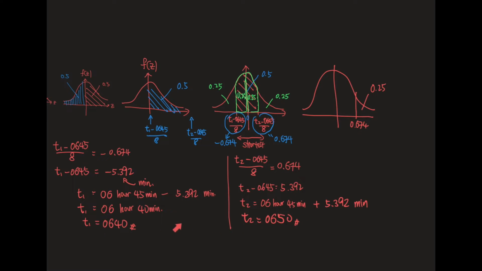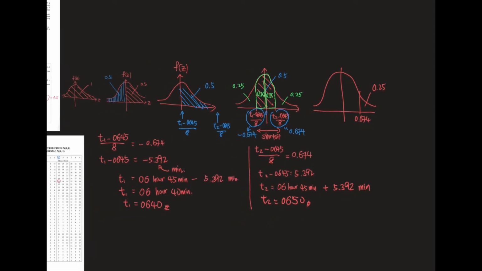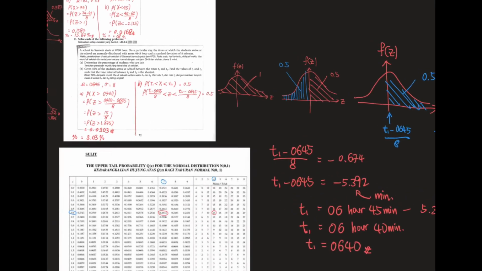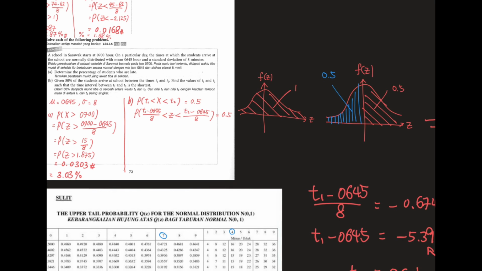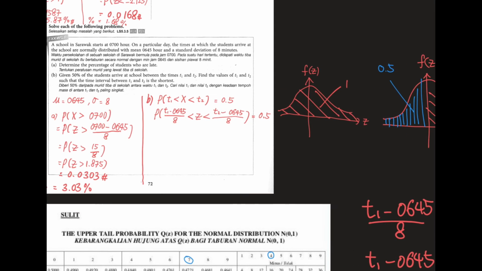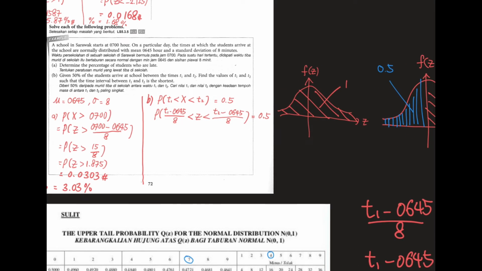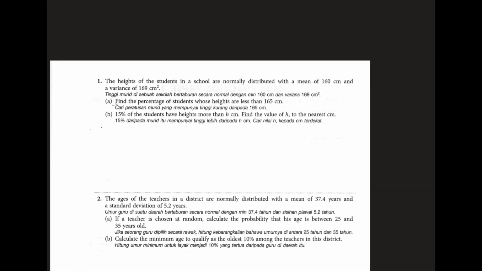So we get the shortest duration, which is the shortest interval. So just a 10 minutes interval only, 6:40 to 6:50. So this is the time. We have done the question together with the explanation. Okay, so we have done for this. Now let's move on. Remember our new technique is to use probability to find z-score. So let's see more examples like this.